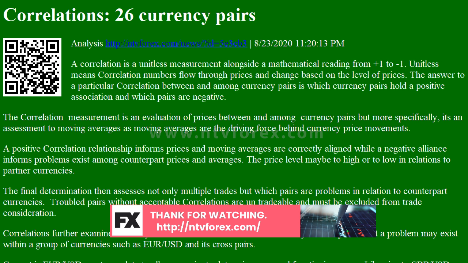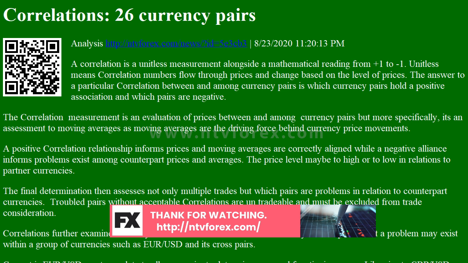NZD USD vs RBNZ interest rates 83%, NZD USD vs NZD JPY 96%, NZD USD vs NZD CAD 67%, NZD USD vs NZD CHF 28%. NZD USD correlates and moves together vs NZD JPY and NZD CAD but lacks a correlation to NZD CHF, which means a big price adjustment will be seen to NZD CHF. Yet all NZD must adjust to its new interest rate.